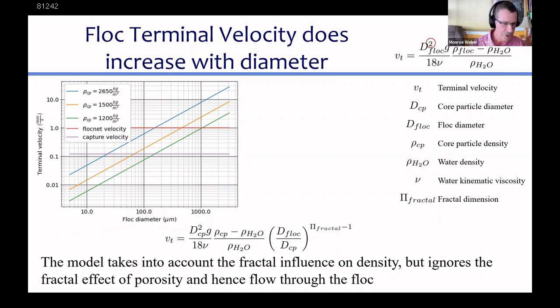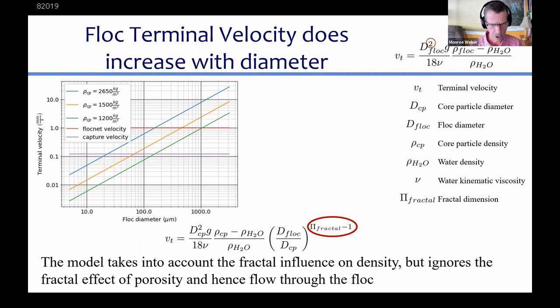In our original equation, the exponent for the diameter effect was squared. Now we have this exponent of pi fractal minus 1. So if pi fractal is 3, which is what you would normally assume, then we get our original equation. But if pi fractal is less than 3, then the effective diameter isn't as helpful as we were hoping.